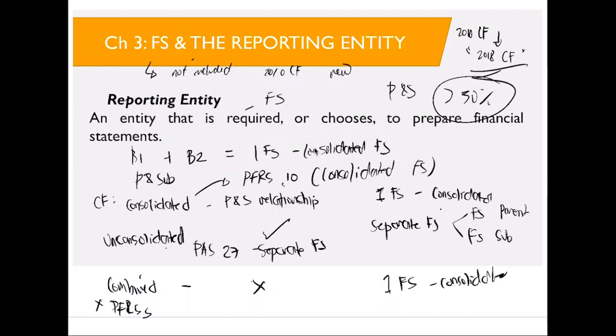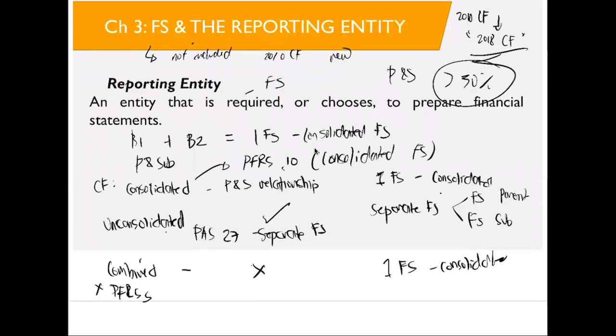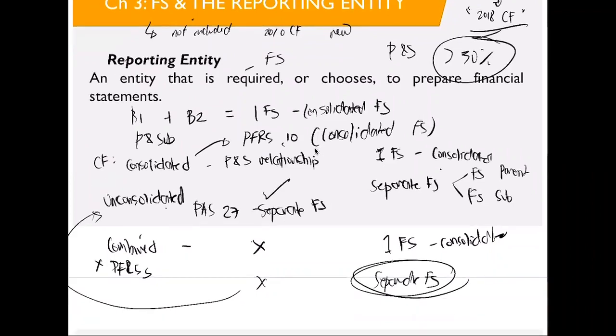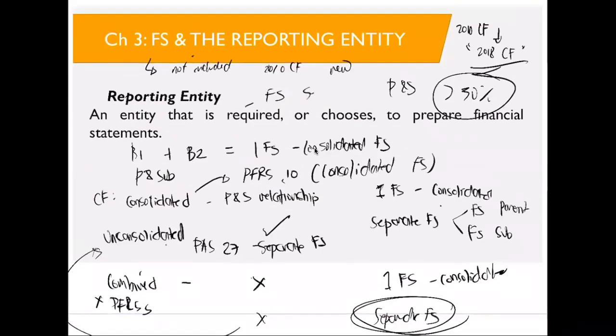Once you establish the parent-subsidiary relationship, it would be easier for you to understand what type of FS is presented. So, if there is a parent-subsidiary relationship and one FS, consolidated. There is a parent-subsidiary relationship but it presents separate FS, unconsolidated. No parent-subsidiary relationship, present one FS, that is still considered combined financial statements. Sir, what if there's no parent-subsidiary relationship? However, it presents separate FS, it is still considered unconsolidated because you are presenting separate FS.